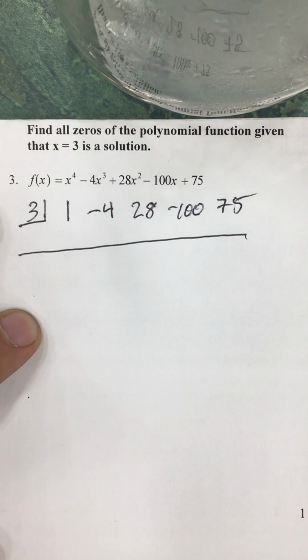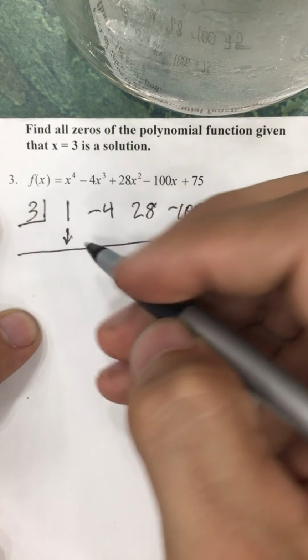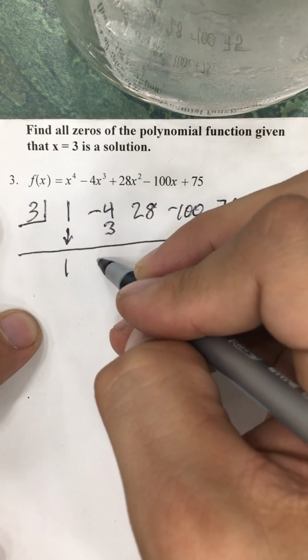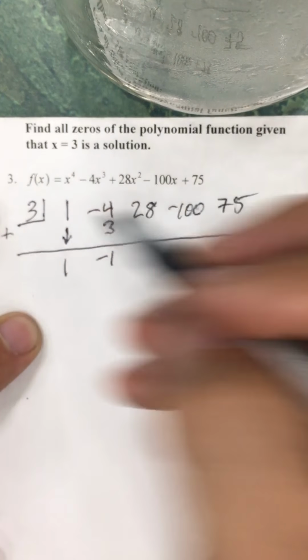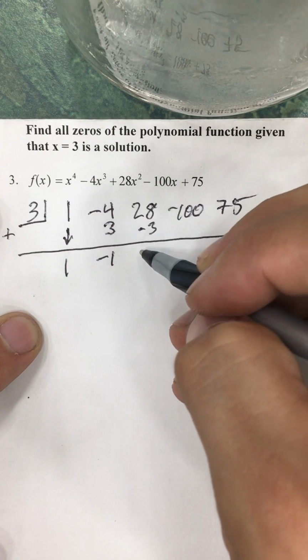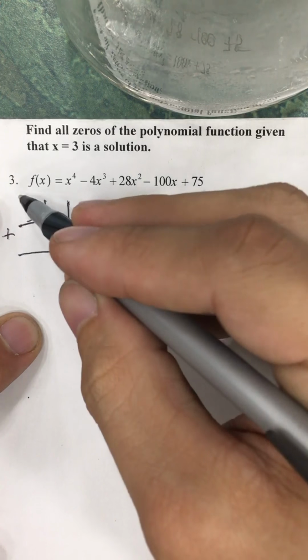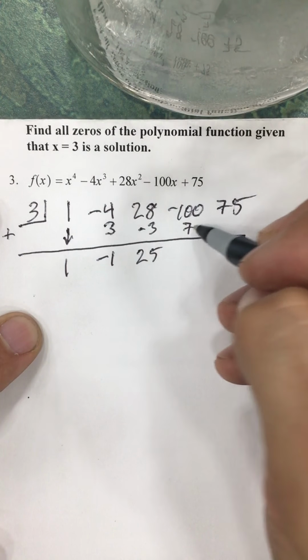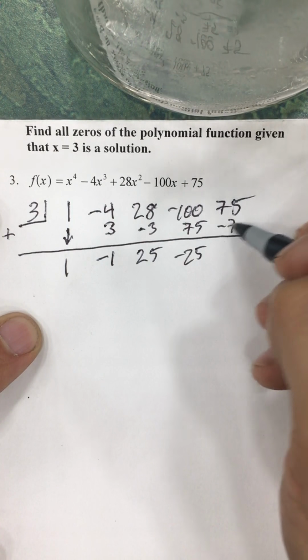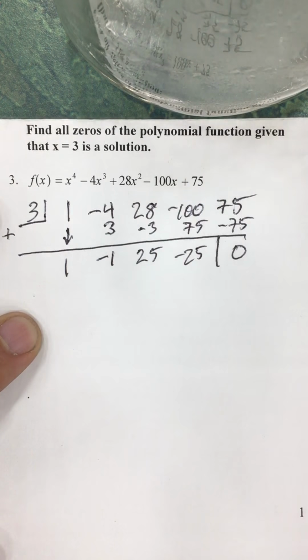So we got right here. So then we go right here and we move this down. So that's a 1. 1 times 3 is 3. So you have -1, because remember we're adding right here. So we'll get that. This will give us -3 there. That's 25. Multiply that times that. That's 75. You get -25. And that gives you -75. So that's a 0. So that's awesome.